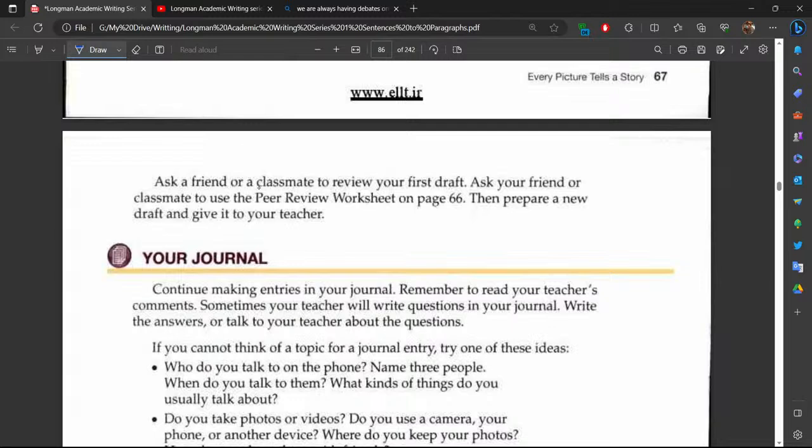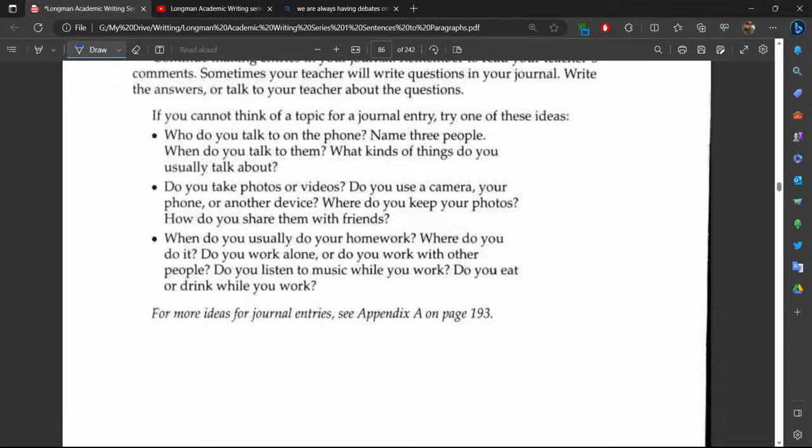Ask a friend or a classmate to review your first draft. Ask a friend or classmate to use the peer review worksheet on page 66. Then prepare a new draft and give it to your teacher. Okay, so this is a journal.